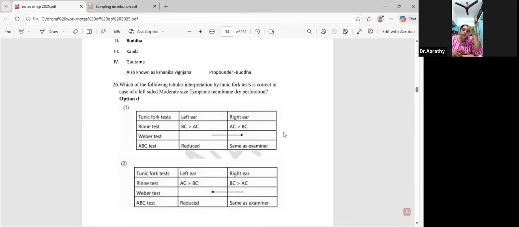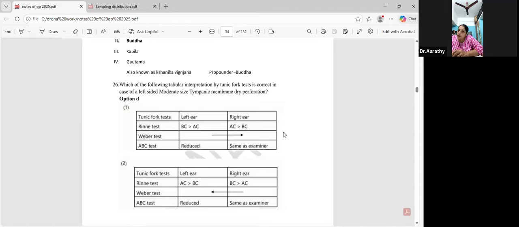Usually in conductive deafness, AC is lesser and BC is more, right? So BC will be greater in the affected side in conductive deafness. Bone conduction will be greater in the affected side. If it is sensory neural deafness, the bone conduction will be greater on the normal side. Am I clear? Conductive deafness, always remember, air conduction will be less.